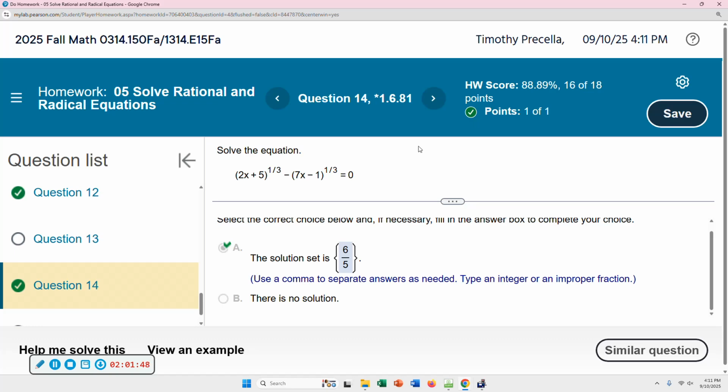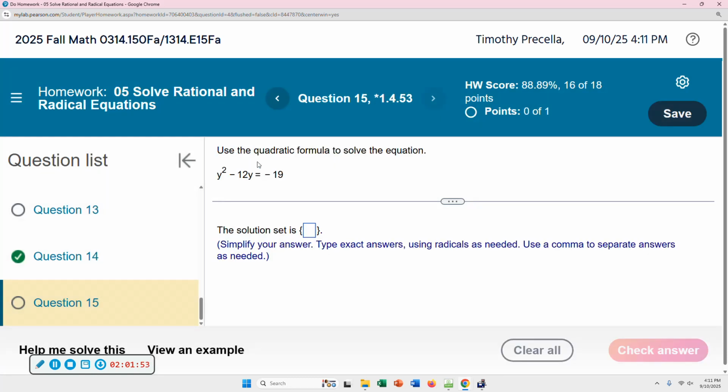Now, on the next problem, you're going to start noticing, look at number 15, that it's the same thing we've been doing: square root and the quadratic formula. Is it rational and radical? No, it's just reviewing the past assignment. Use the quadratic formula. I like 15 problems, and so I added that one just to get it up to 15.